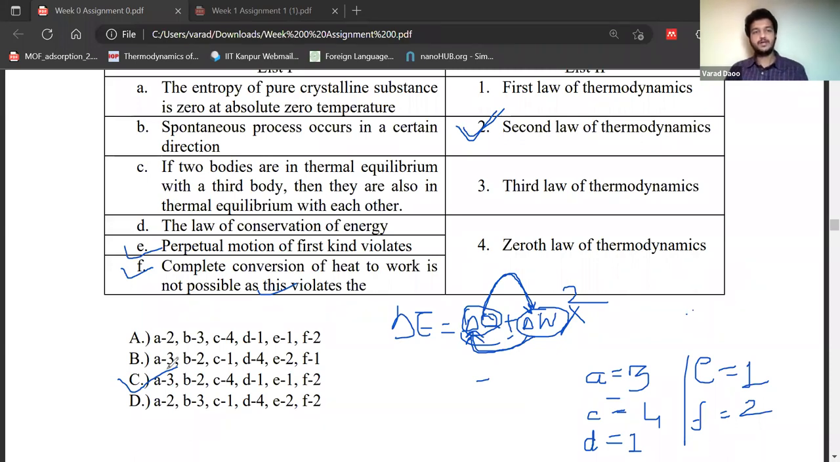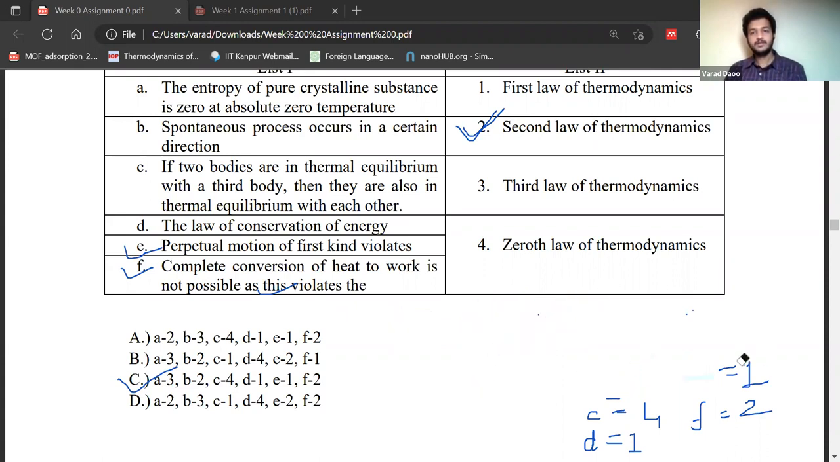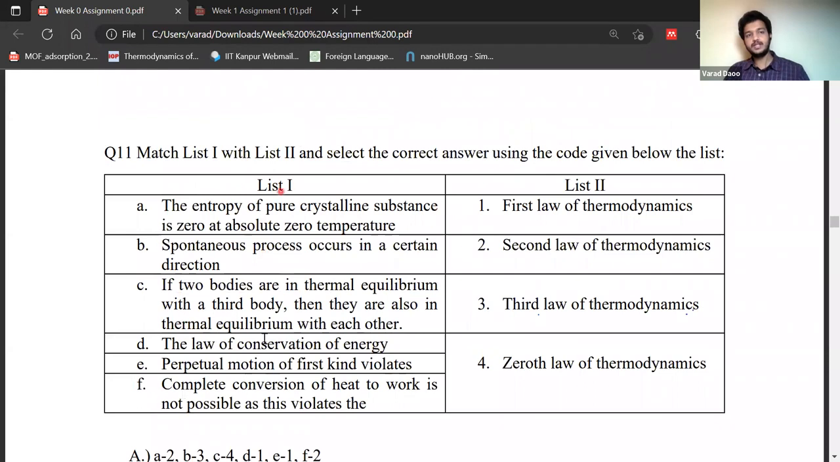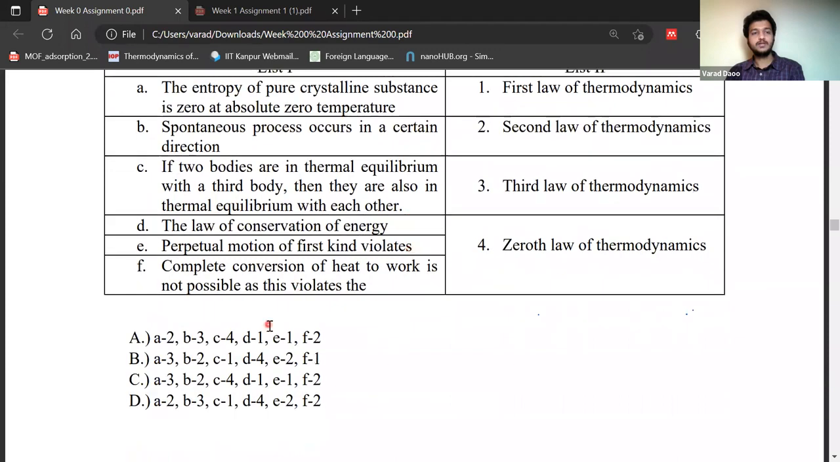Does anybody have any questions? I will erase it. So the correct answer is option C, right? What is the explanation? The entries of list 1 are definitions of entries of list 2. There are many definitions of each law of thermodynamics. So option C is the correct answer.